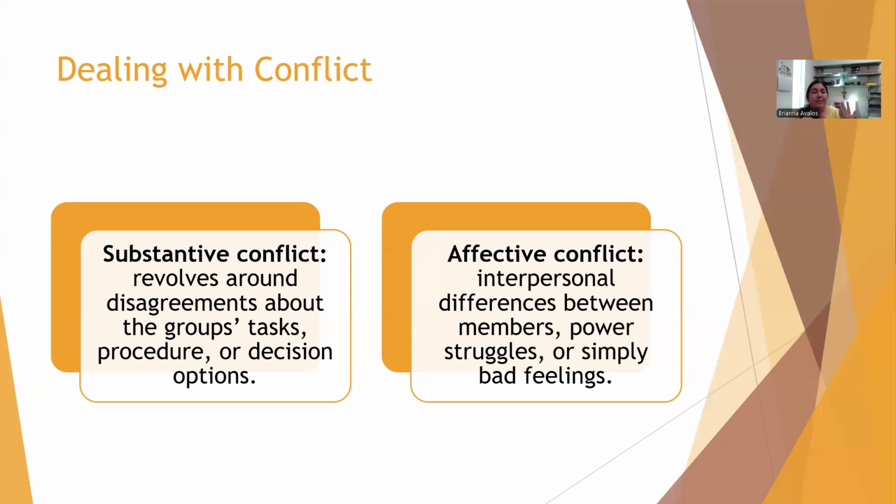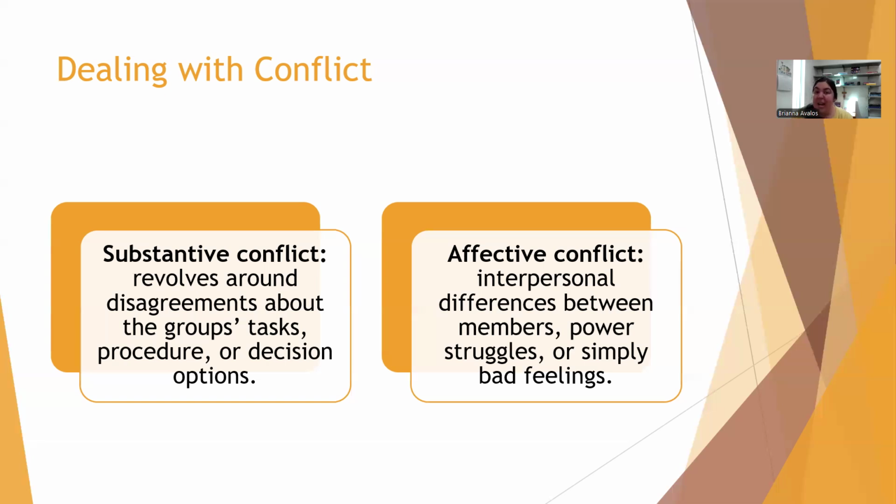But then sometimes we're going to notice some affective conflict. And this is just interpersonal conflict. You see differences between members. Maybe there's power struggles. Maybe there's just bad feelings overall. So this is not good in any way, because if you're trying to work towards a goal or a project, but now you don't like the person, it's going to be messy. So as a leader, you really have to nip this in the bud right away and make sure that everybody can be respected and understood.